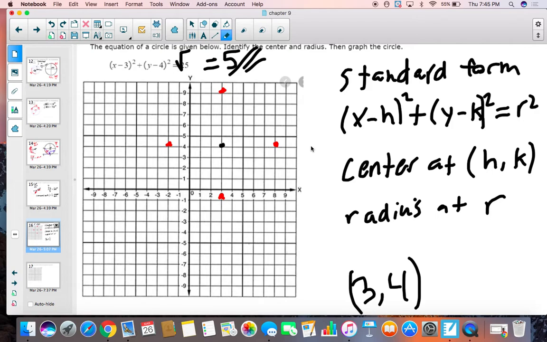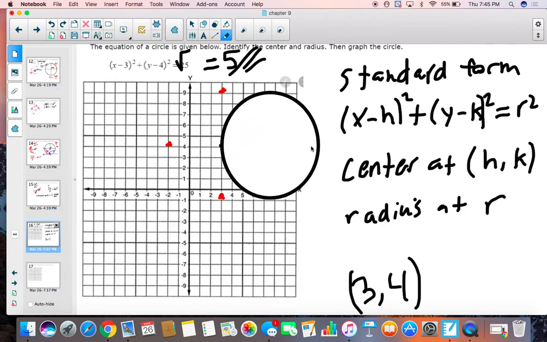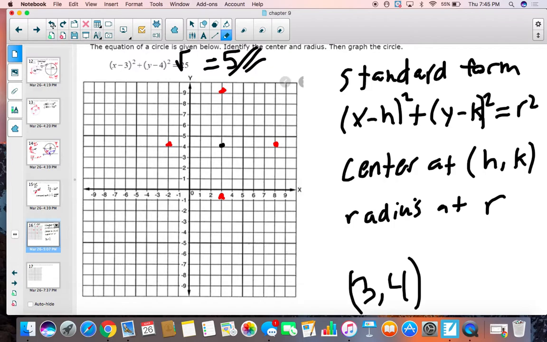Now that you have all these dots, just draw in your circle. And I got a perfect little tool here. Oops, that ain't gonna work. Okay, I'll just have to freehand it here. Okay, and that's how you identify the center, the radius, and then graph it.